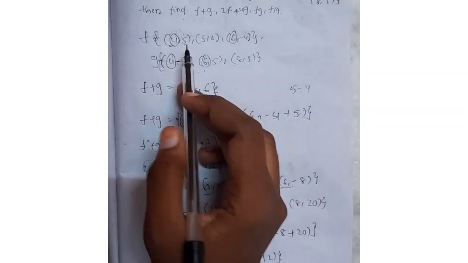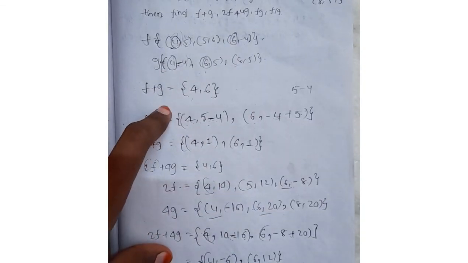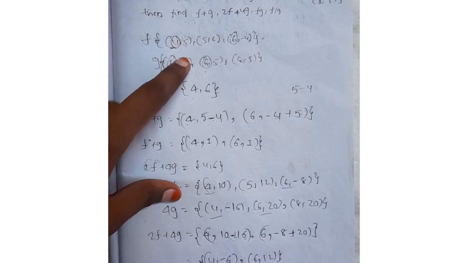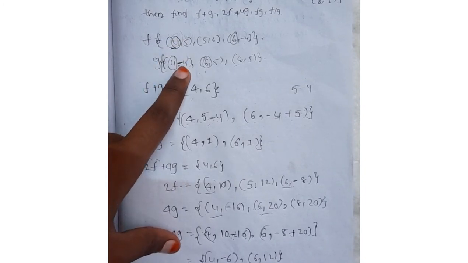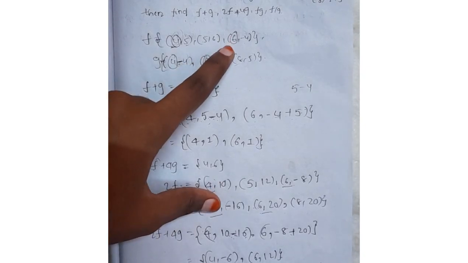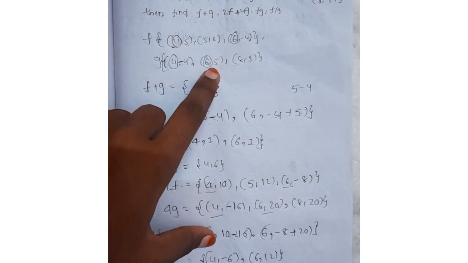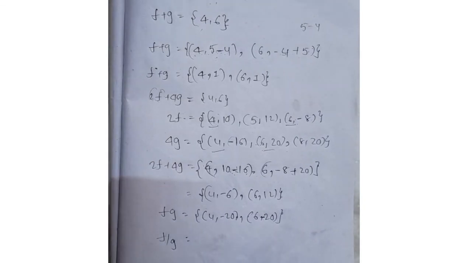Next, fg. f is this and g is this. So the domain is the same, 4, and next multiplying 5 and minus 4, minus 20. Okay. Next, 6 comma minus 4 into 5, sorry, minus 20.